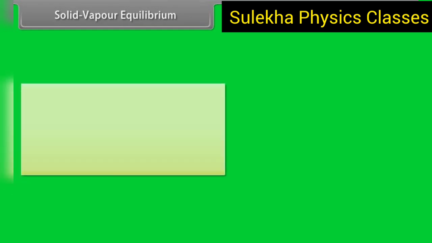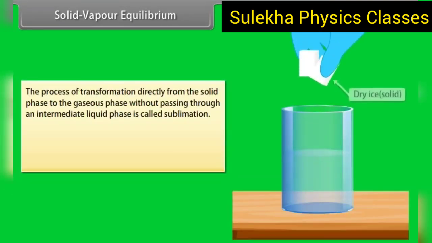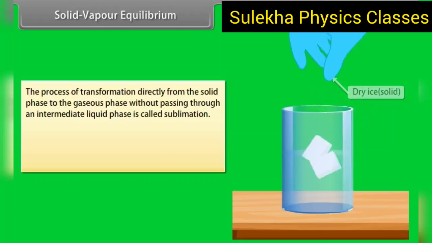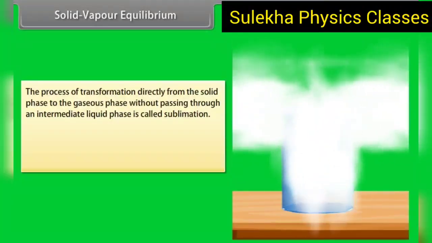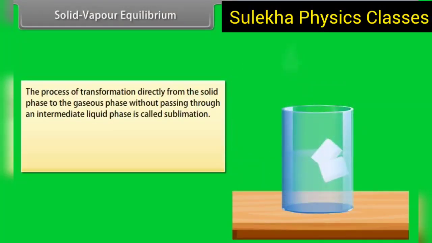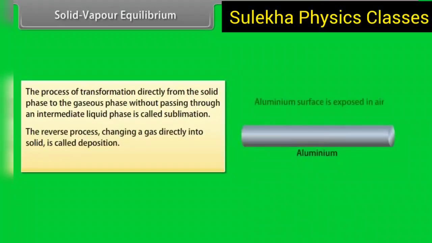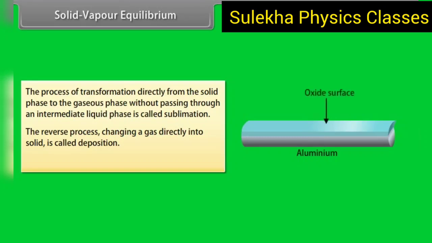Solid-vapor equilibrium. The process of transformation directly from the solid phase to the gaseous phase without passing through an intermediate liquid phase is called sublimation. The reverse process, changing a gas directly into solid, is called deposition. For example, dry ice.